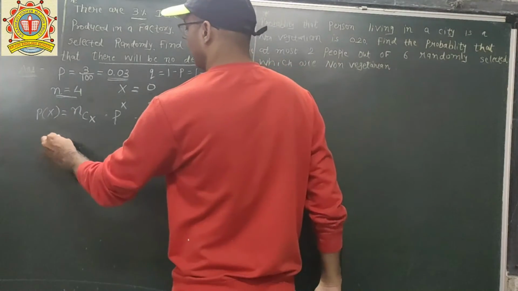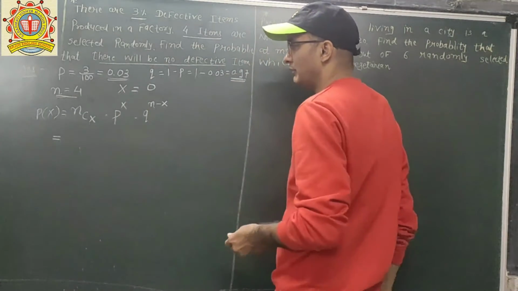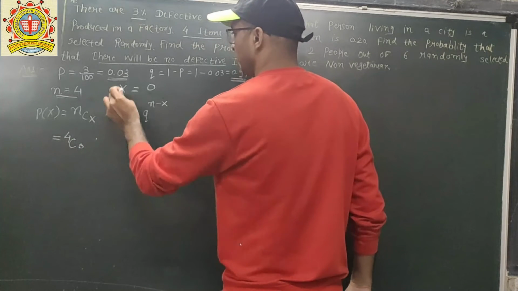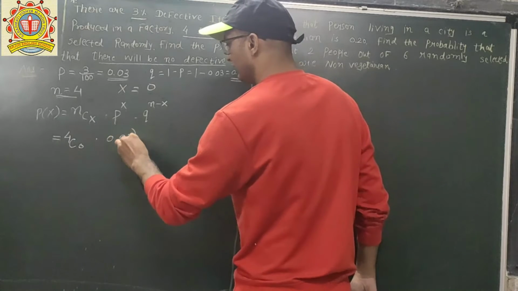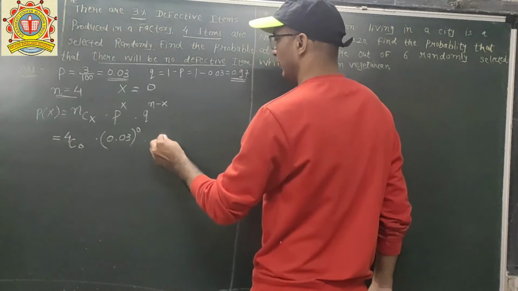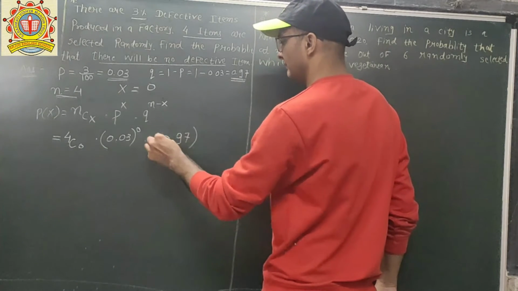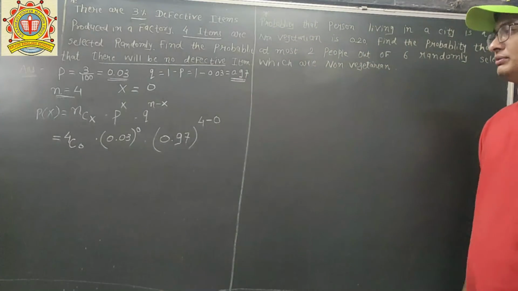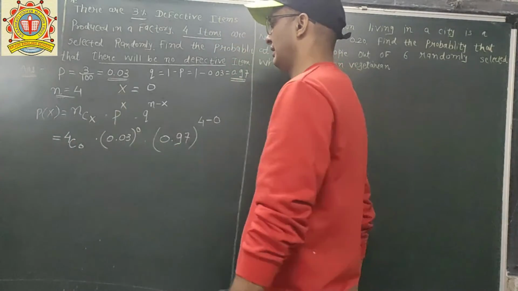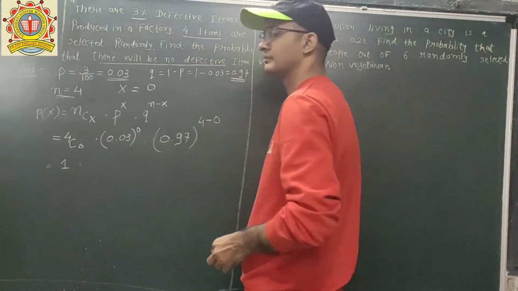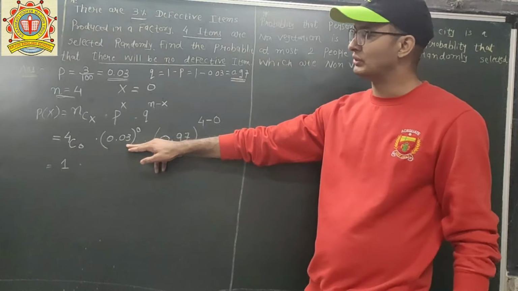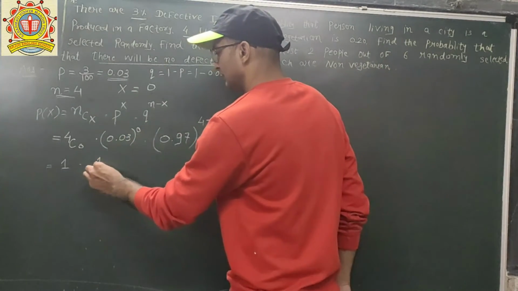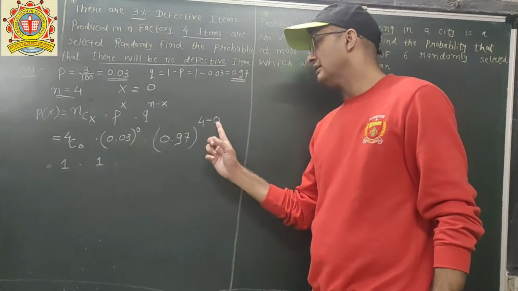Now, this is the formula. Put the values in this formula. 4C instead of x, it will be 0. p is 0.03 raised to x, which is 0, multiplied by q, 0.97 raised to n minus x, 4 minus 0. So now, first of all, 4C0. Answer is 1. Here the base is 0.03 and the power is 0. Any base having 0 power, the answer is 1. And last one, 4 minus 0, that is 4.